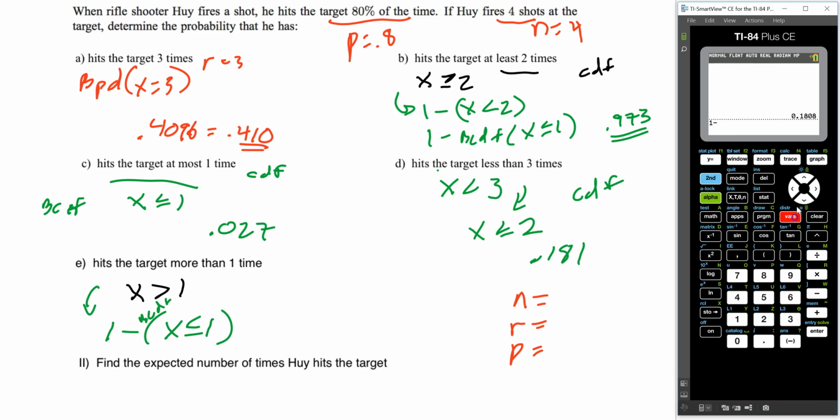Second distribution. Go to binomial CDF, right? Because it's not exactly. All that stuff saved. That's still that. I want 1 this time. We're doing less than or equal to 1. What's the odds he hits that? And I get 0.973.